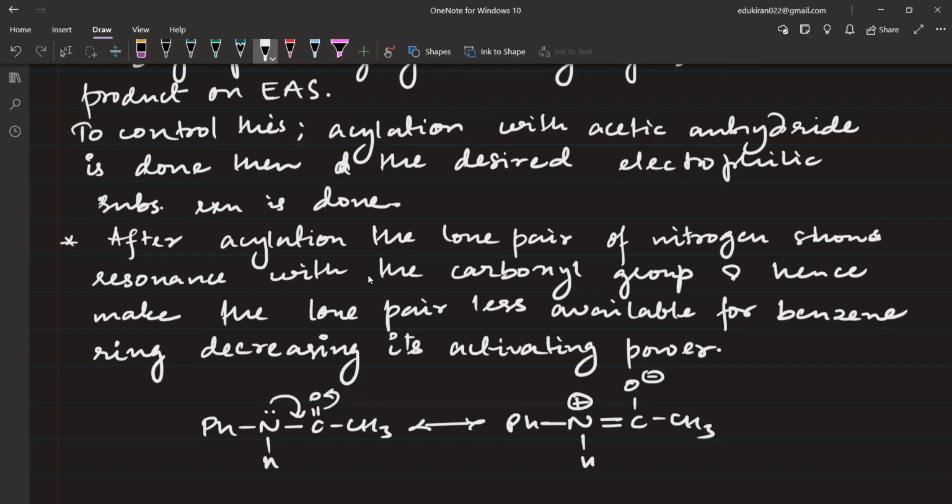So this is the answer for the question, why acylation is done. Why is the control needed? You'll say that the NH2 is highly activating. And if they ask why acylation works, you will say that the lone pair of electrons is also in resonance with the carbonyl group as well as the benzene ring, hence making the lone pair less available for the benzene ring, and that is why it decreases the activating power. And then what do we get? We get a mono substituted product rather than a tri substituted product.